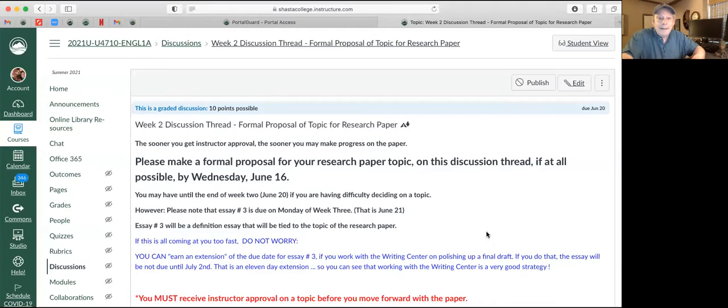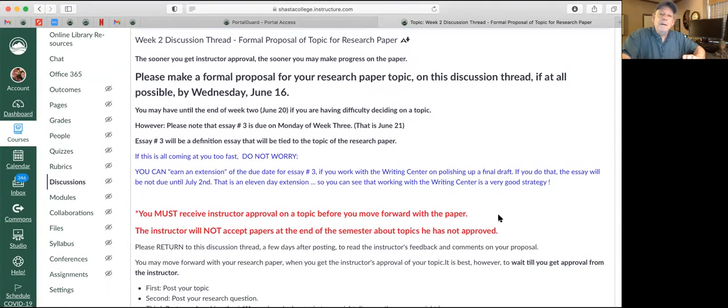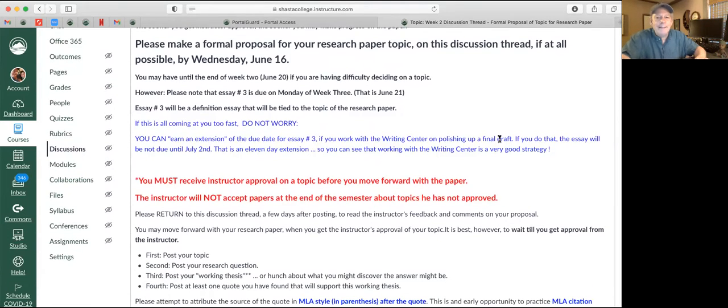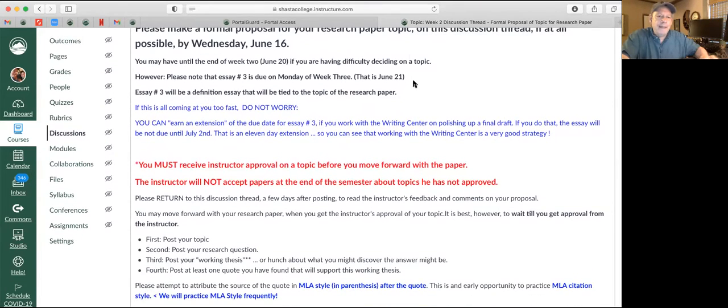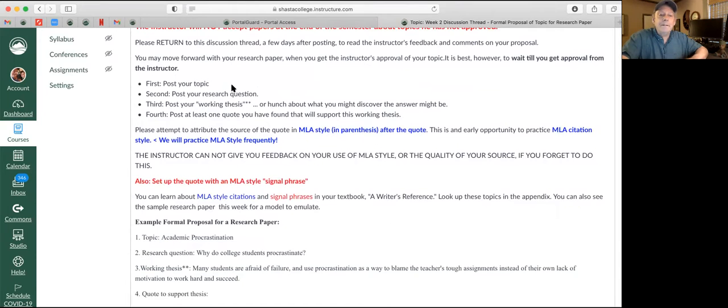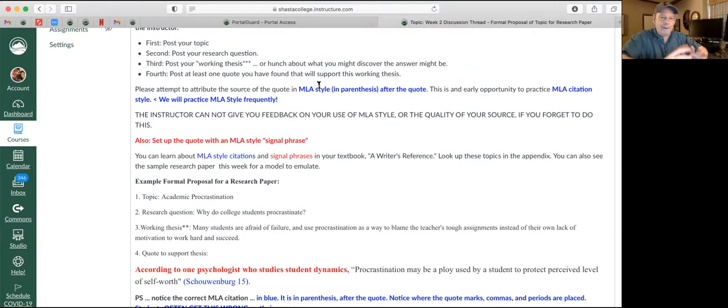Let's take a look at this page here. I want you to make a formal proposal, if at all possible, by Wednesday, week two. If you can't get it done until Sunday, week two, at the end of the week, June 20th, that's fine. But the sooner you decide, the sooner we can start working on essay number two for our class, which will be a definition paper connected to your research paper topic. When you propose the topic, I'm going to ask you to do it in this form. Propose your topic, post a research paper question, a research question that you have to answer. And we'll talk about what that means.